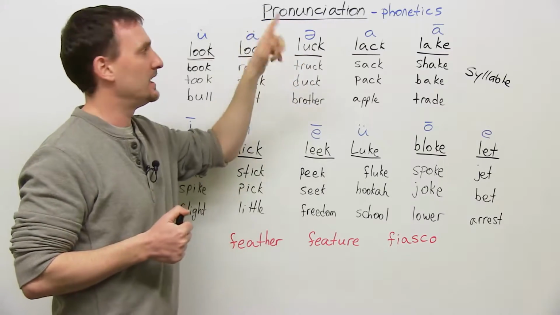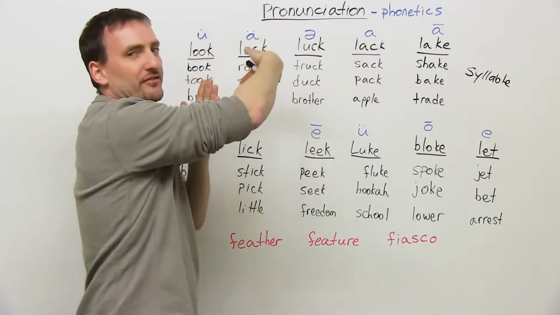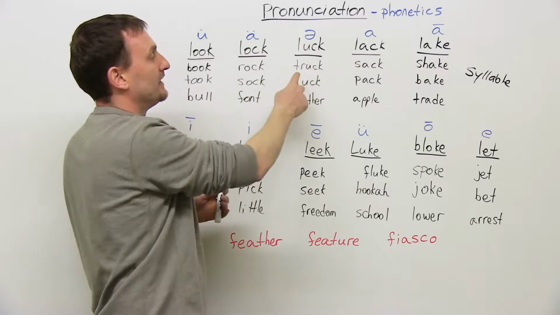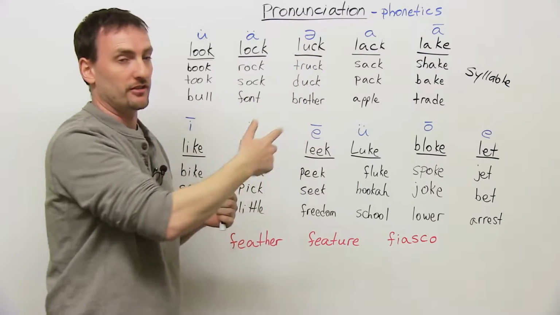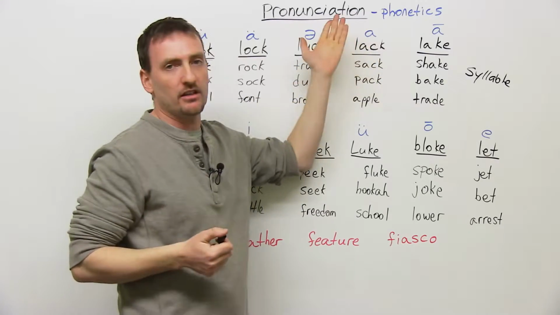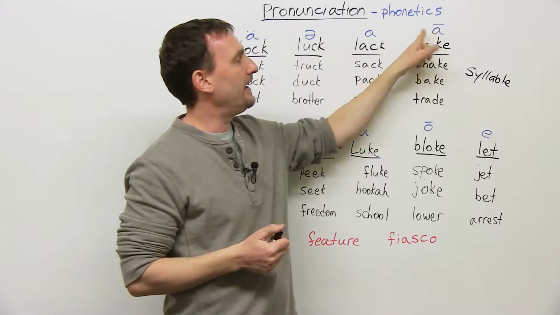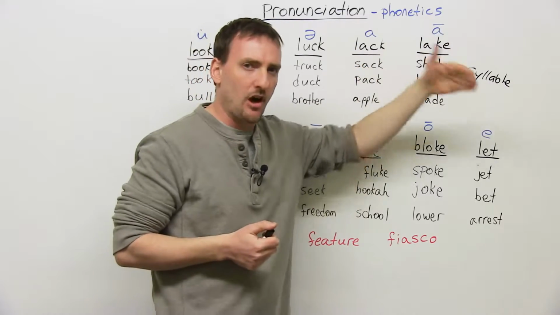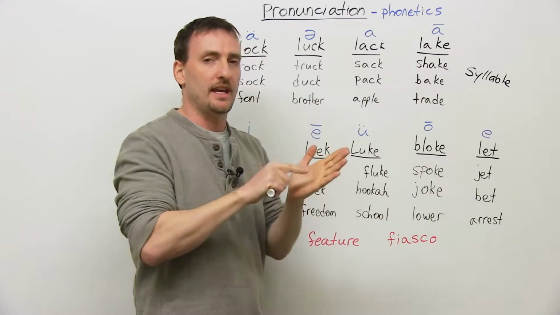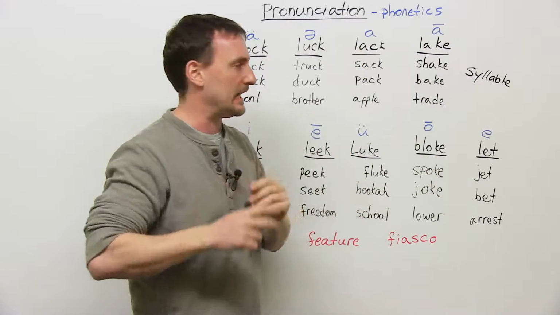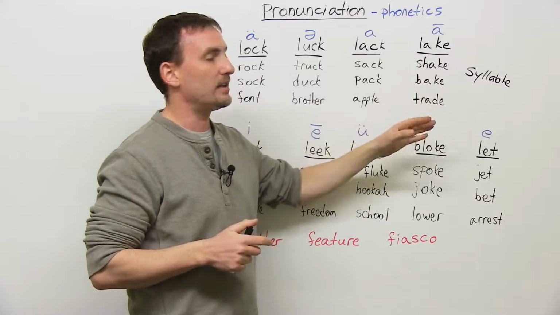Luck, sort of like an upside down and inverted E. Luck, truck, duck, brother. Lack, just a regular A. Sack, pack, apple. Lake, A with a line across it, makes it a bit longer. It's called a diphthong because it's A-E. It's like almost 2 vowel sounds in one. Shake, bake, trade.